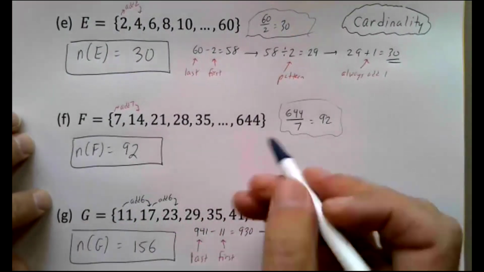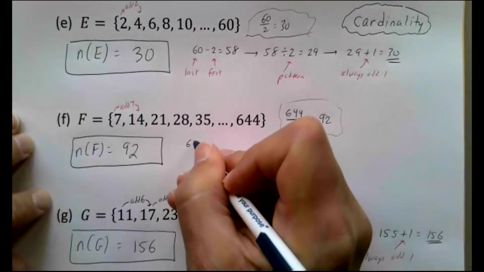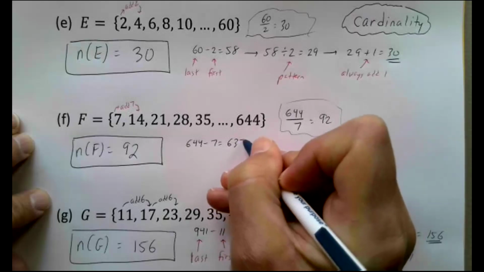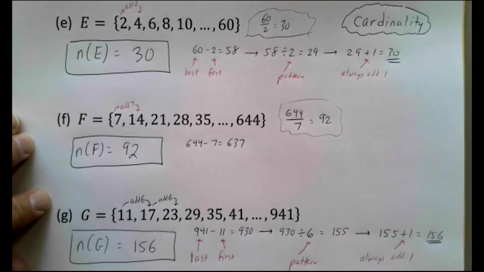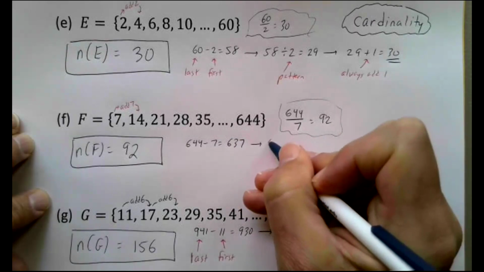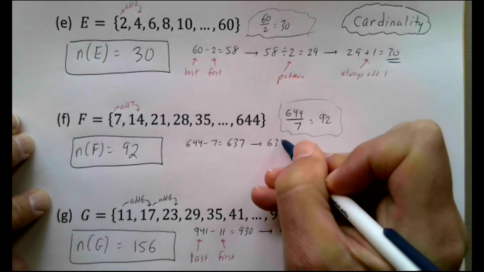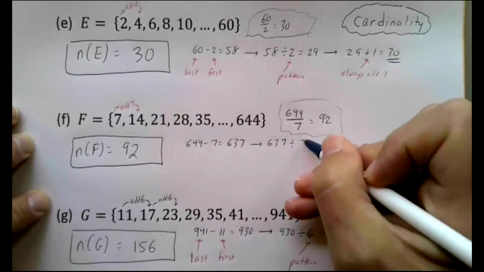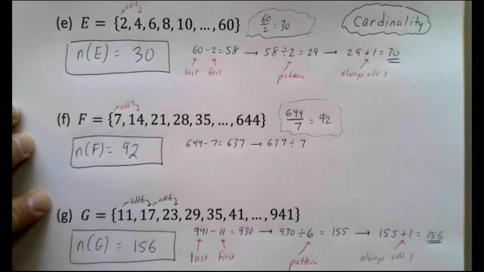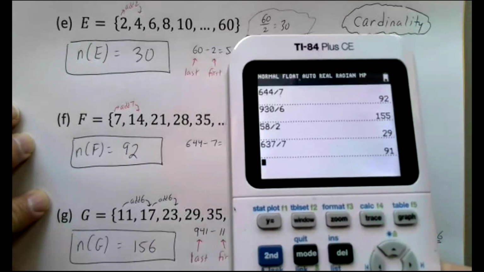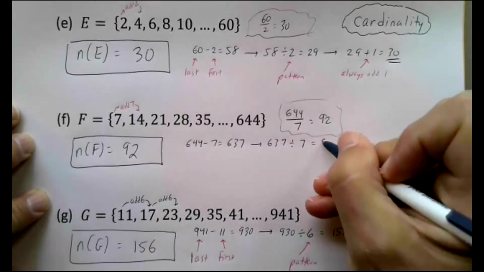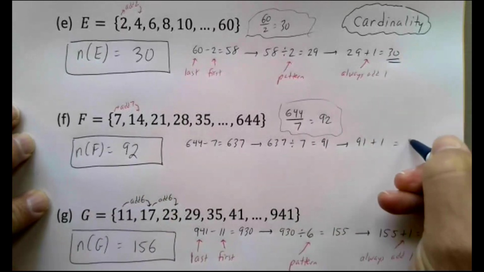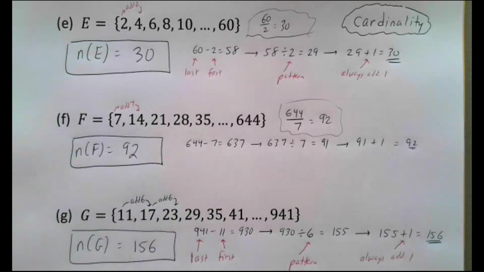The trick would work. If you wanted to, you could go 644 minus 7, which is 637. And then you could take 637 divided by whatever the numbers are jumping up by. In this case, they're jumping up by 7's, right? 637 divided by 7 is 91. But 91 is not our answer because we know 92 is our answer. So you always have to add 1 at the end right there.